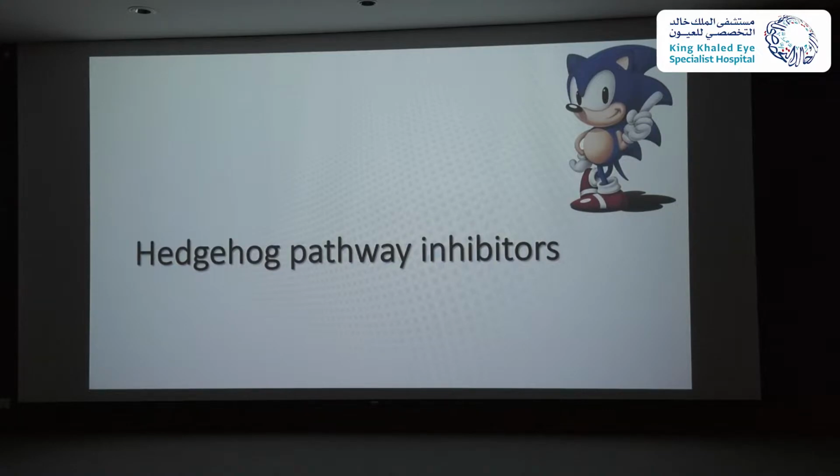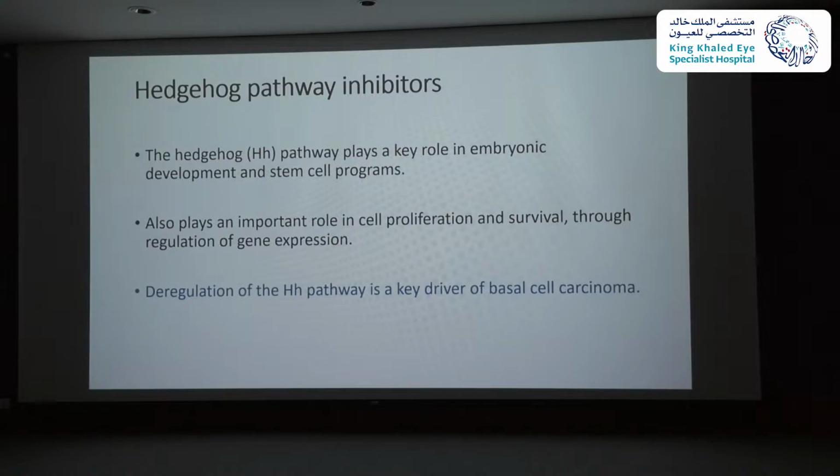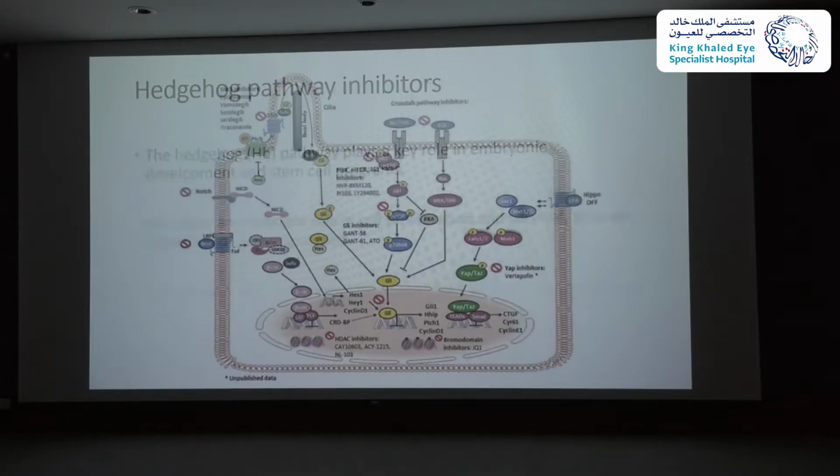So, what is the story behind the Hedgehog pathway inhibitors? The Hedgehog pathway plays a key role in embryonic development and stem cell programs. It also plays a role in cell proliferation and survival through regulation of gene expression. So it has a role in cell regulation and multiplication. And for that reason, the dysregulation of this pathway is a key driver of basal cell carcinoma.